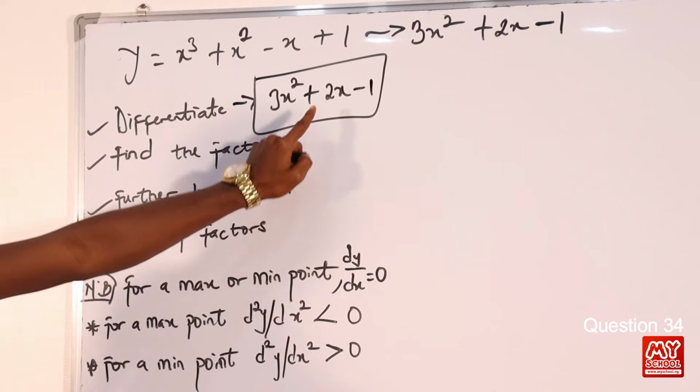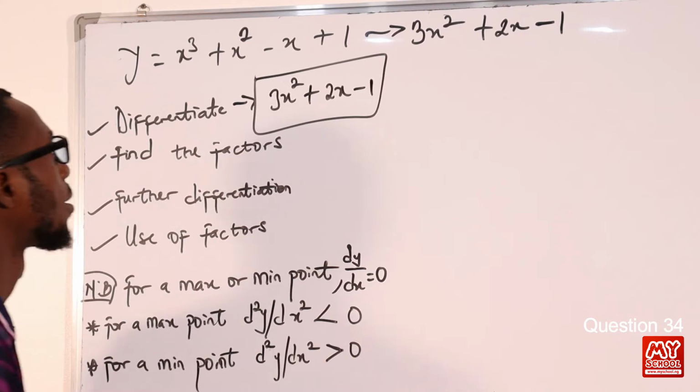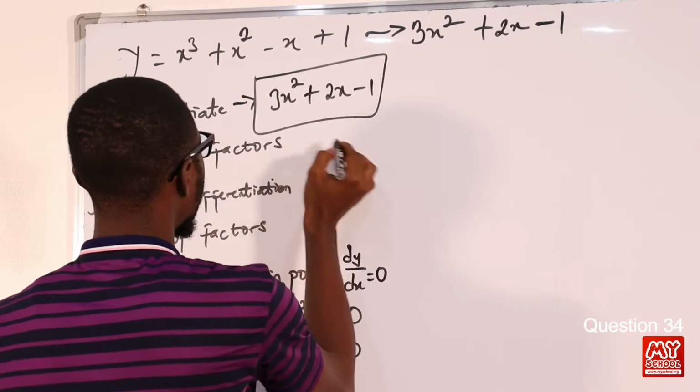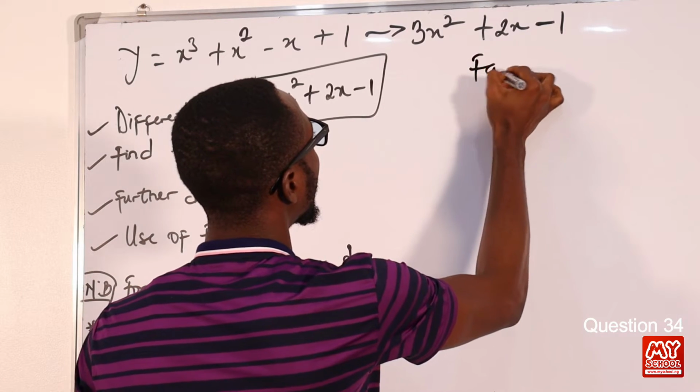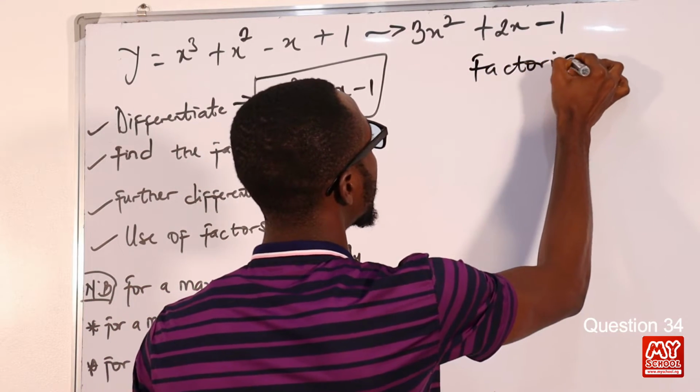So let's find the factors of this. How do we find factors? That is the next step. You can use factorization.